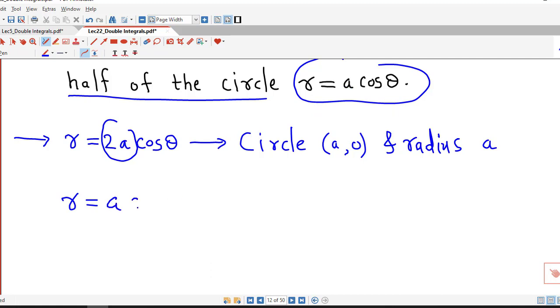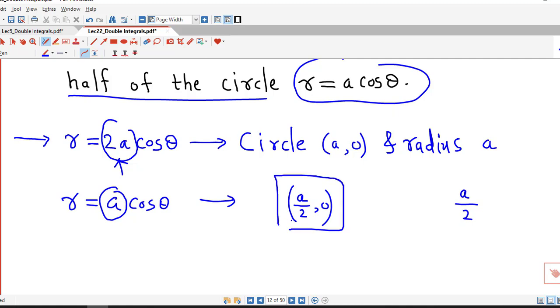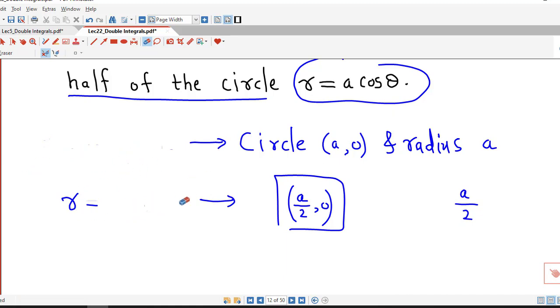Now instead of 2a, we have r equal to a cos theta. So radius is nothing but half of this multiple of cos theta. Here the multiple of cos theta is a. So radius will be a by 2 and center will be a by 2 comma 0. So r equal to a cos theta represents a circle with center a by 2 comma 0 and radius a by 2.